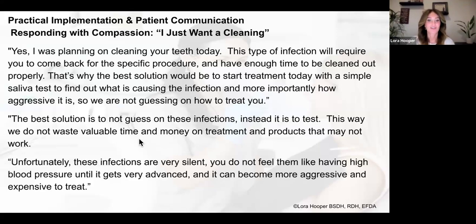Another thing is you could say, unfortunately, these infections are silent. We don't feel them until we have a very aggressive advanced state. And so let's start by getting a test and finding out how worried we need to be. So there's lots of versions. You can combine these, you can add these, you can put the words you like. A lot of times I like to go back to putting in the problem. You have an infection in the tissue and bone and the consequence of not treating it. So let's find out with a simple test how worried we need to be and what is the best treatment for you specifically.